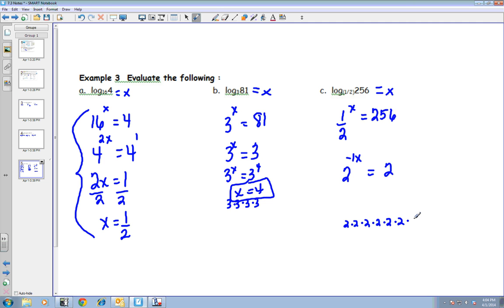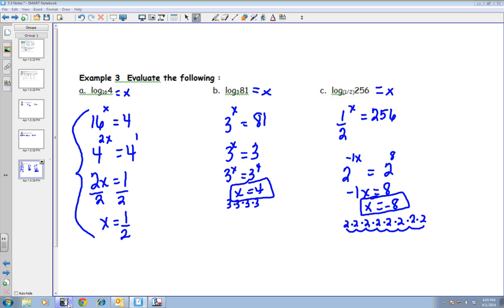So did I get enough? 4, 8, 16, 32, 64, 128, 256. 1, 2, 3, 4, 5, 6, 7, 8. So 2 to the 8th is 256. So I have the same base, drop my bases, set my exponents equal to each other. x is negative 8.